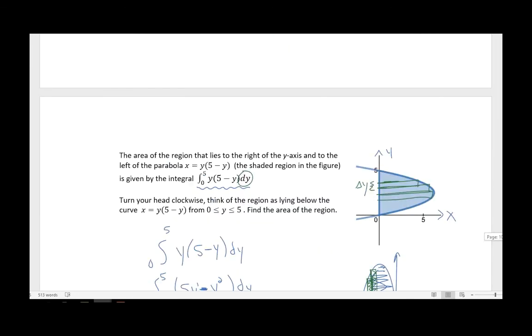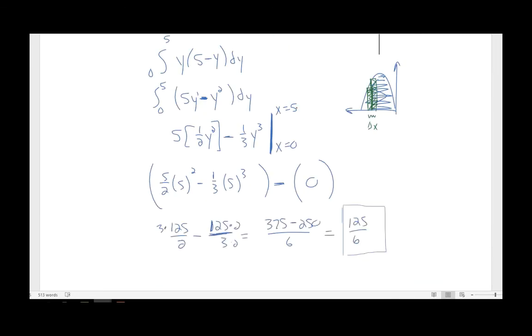Let me scroll back up here, just like we kind of saw in this last example. When I evaluate an integral like y times 5 minus y, I'm going to find the antiderivative of 5y minus y squared. So here's my antiderivative, and then I plug in upper limit minus lower limit. So that really was the end result of this section. We ended up having a shortcut for evaluating an integral.